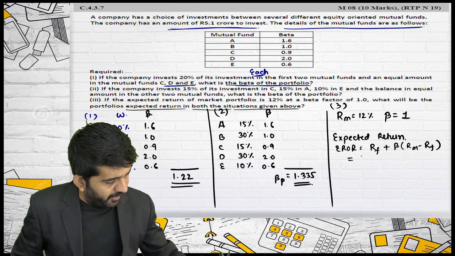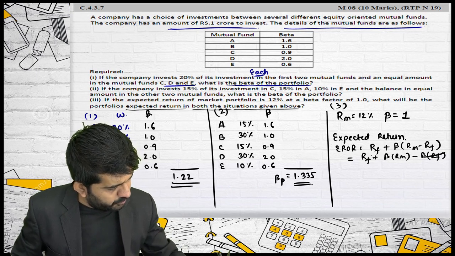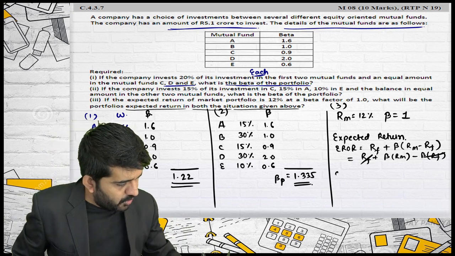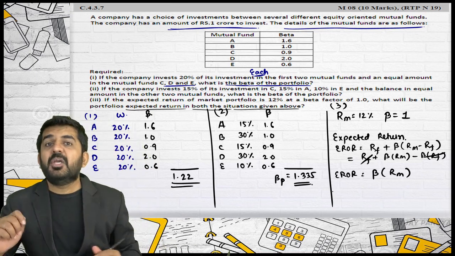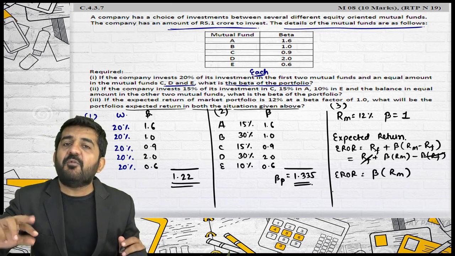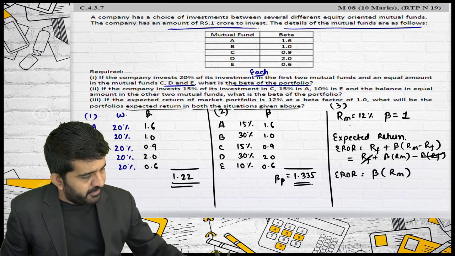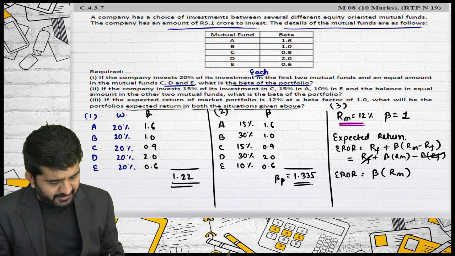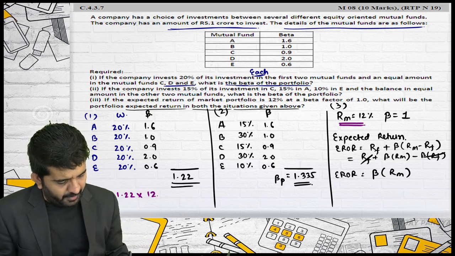I have told you the modified form, right? RF plus beta into RM minus beta into RF. You can cancel this too. Mathematically you cannot do it, but theoretically you can cancel it. The expected rate of return is beta into RM. Because RF is not available, I am doing this. If RF was available, I would have found it by that method. So, expected rate of return in this portfolio is beta 1.22 into RM 12%.